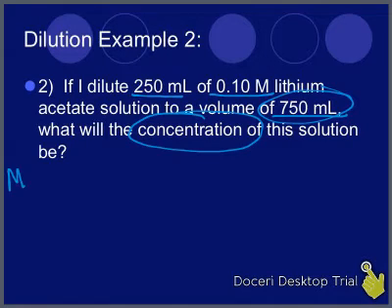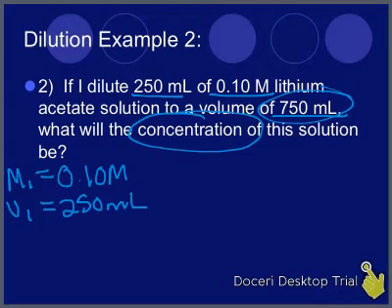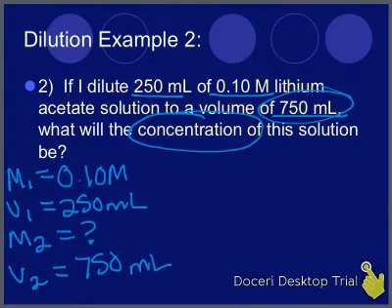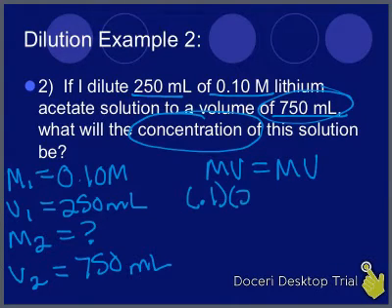So my first molarity is 0.1. My first volume is 250. My second molarity is what we are solving for, and my second volume is 750. Now I'm just going to plug these into my equation. I'm going to have MV equals MV. My first molar solution is 0.1 times 250 equals my molarity times 750.